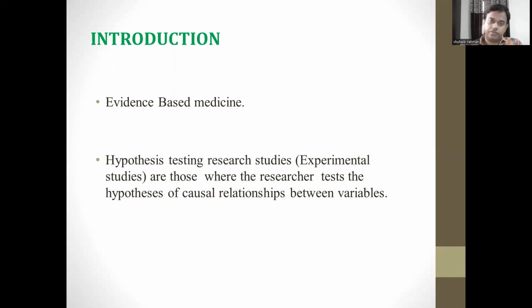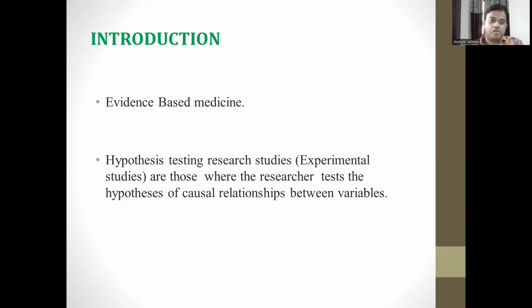Then there are a few further steps. The collection of experimental studies is called a systematic review, and the collection of experimental studies along with statistics is called meta-analysis. That's a little further, which is not needed for you now.